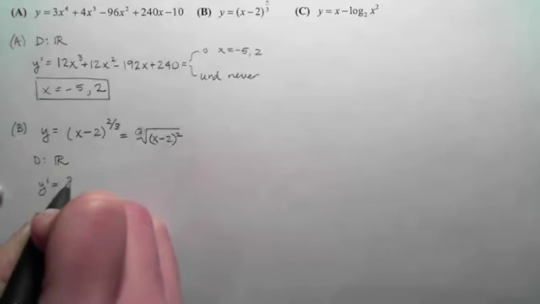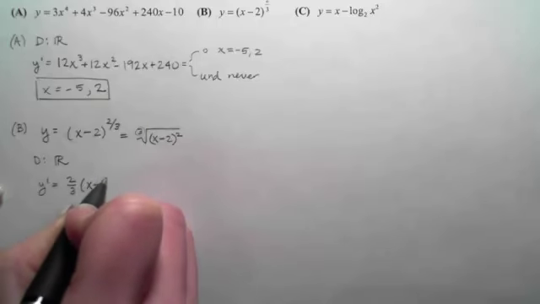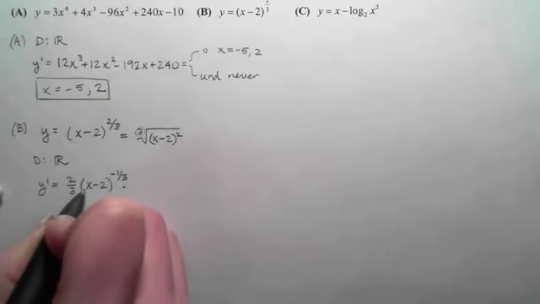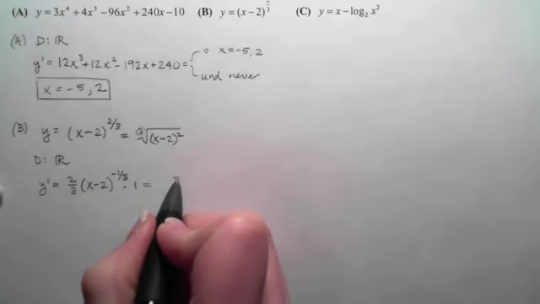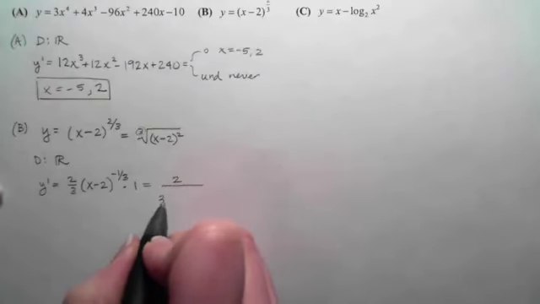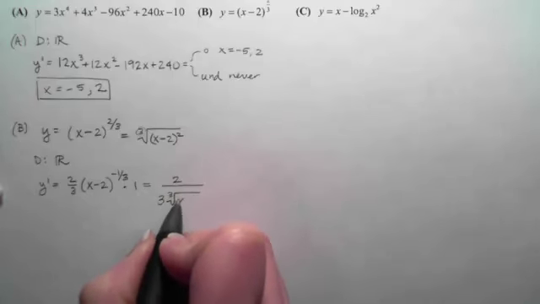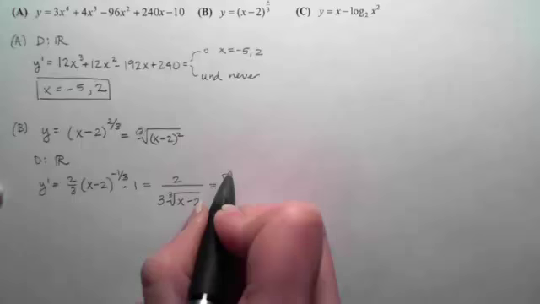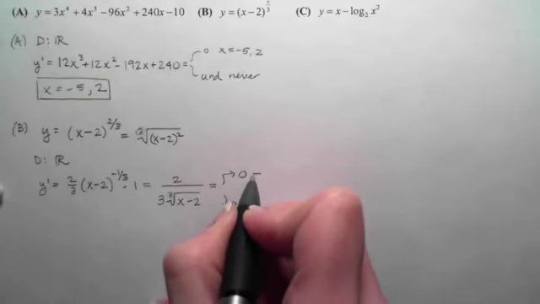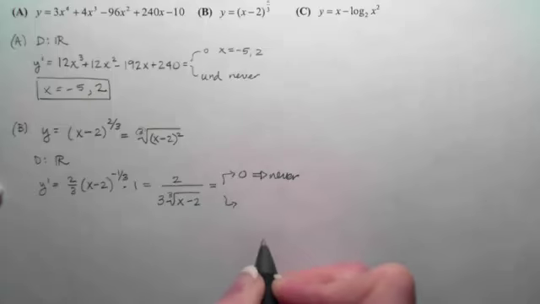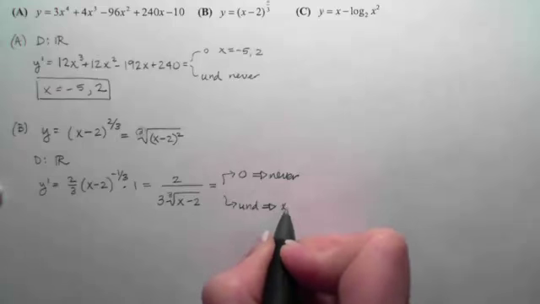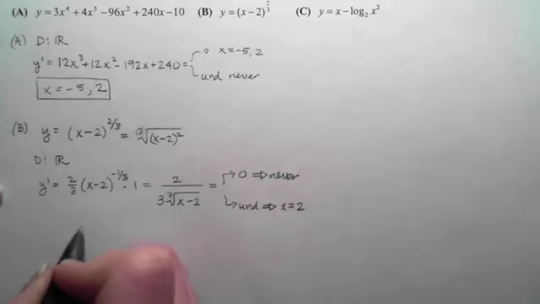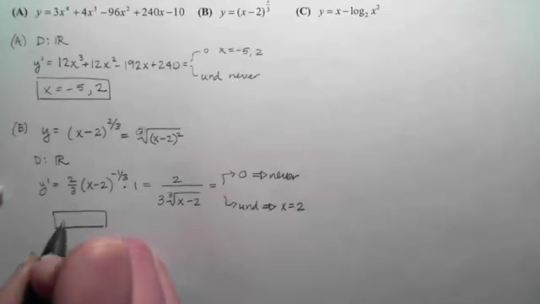So I take the derivative, bring down my power, subtract 1 from my power, and multiply by the derivative of the inside. I need to know when this equals 0 or when it's undefined. So the easiest way to do that is to rewrite it as a fraction. This will equal 0 when the top equals 0, which is never, and it will equal undefined when the bottom equals 0, which happens when x is 2. So my only critical value is x equals 2.